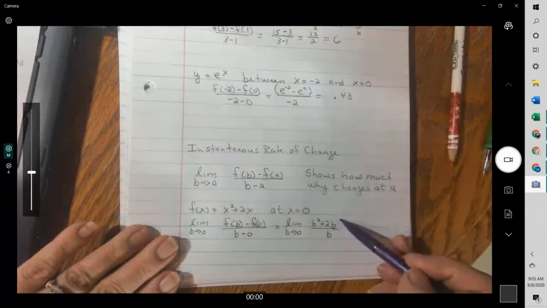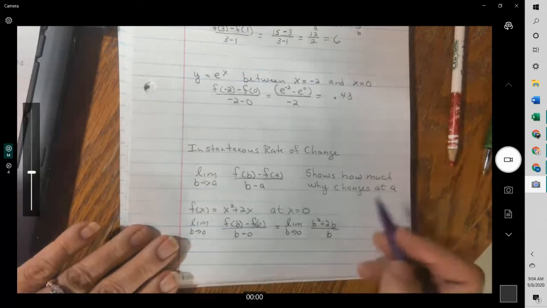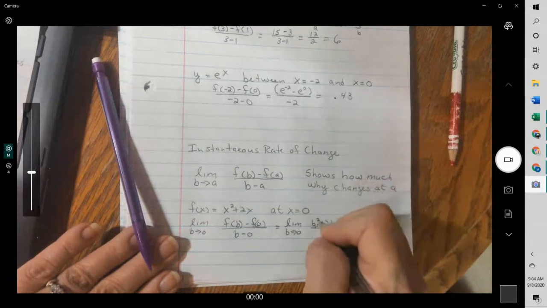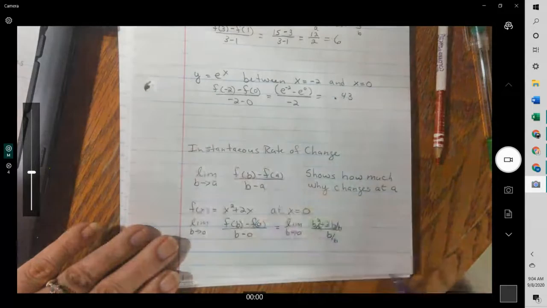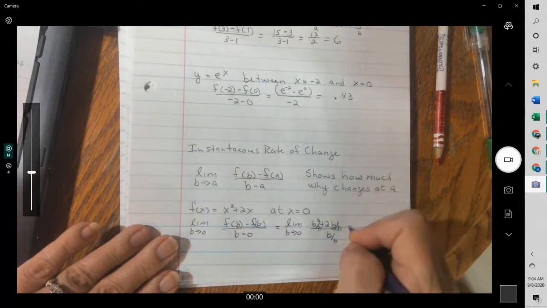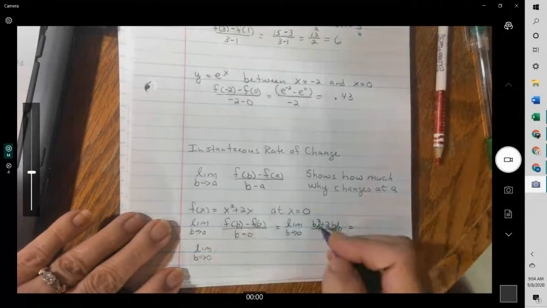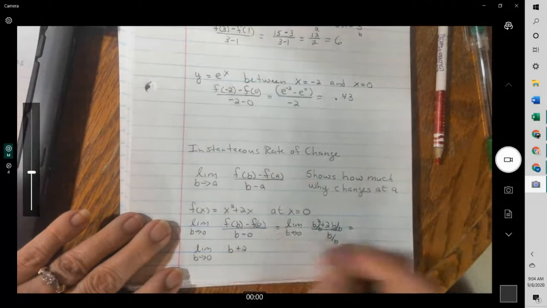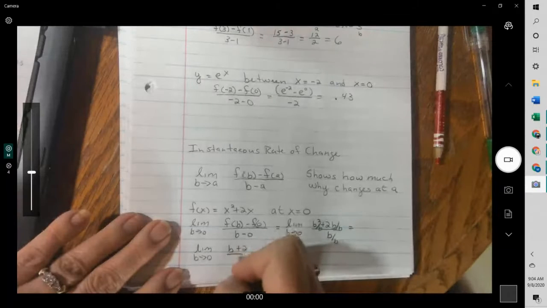Now, a lot of students want to just cancel these two b's, and you're left with b squared plus 2. That's wrong, because you have 3 terms, 2 on the top and 1 on the bottom. You have to divide a b into all of them. When we do that, b squared over b, limit as b approaches 0, is b. Here the b's cancel and we're left with the plus 2, and here the b's cancel and we're left with a 1, which we don't have to show, but we'll put it there.